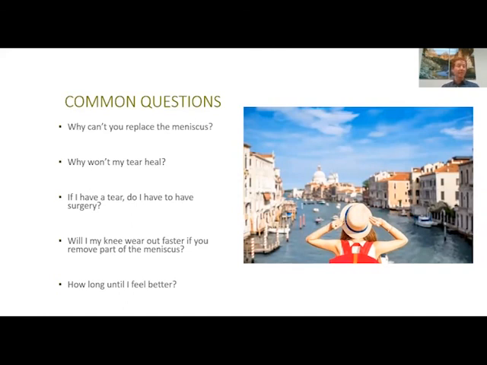And then lastly, how long until you feel better? Just to kind of reiterate, it's relatively quick. Folks don't need crutches more than a few days after a debridement, that clean out surgery, and can get walking really quickly and back to jogging and that level of activity at about 6 weeks or so, and return to work is relatively quick. So a good option for these tears.